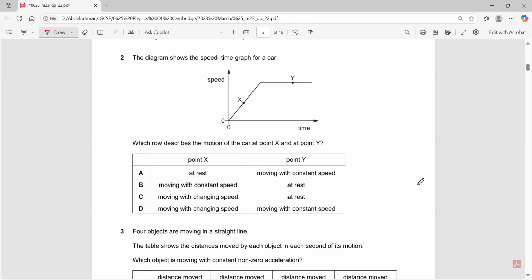the car at point X and at point Y. At point X, what's happening to the motion of the car? It's increasing. The speed is increasing. It's at rest, no. Moving with constant speed, no. Moving with a changing speed, yes. At Y, it's moving with a constant speed. This is a speed time graph.